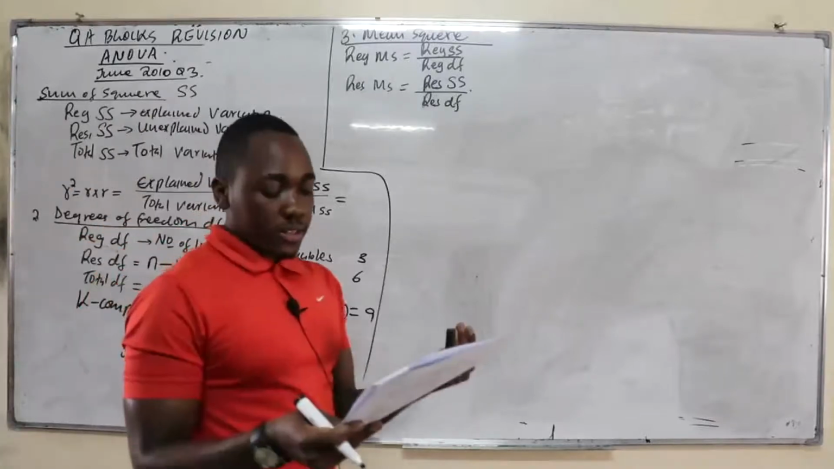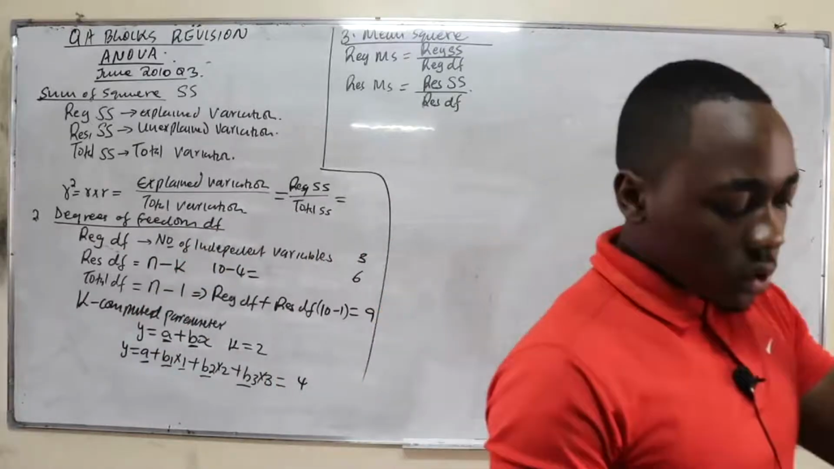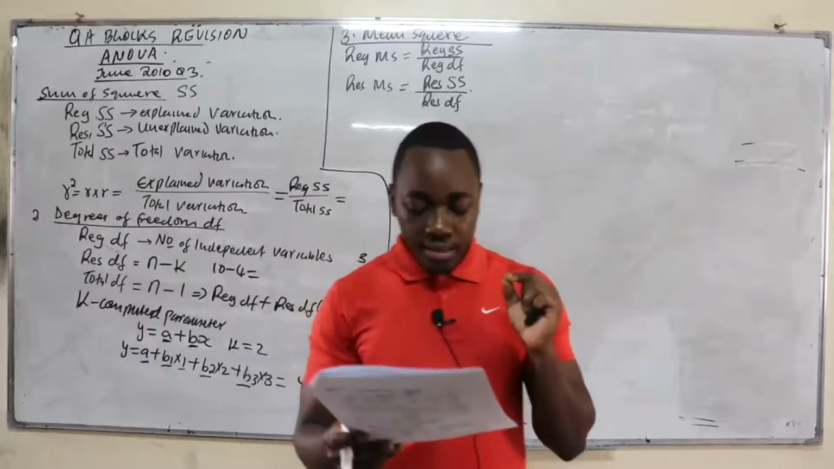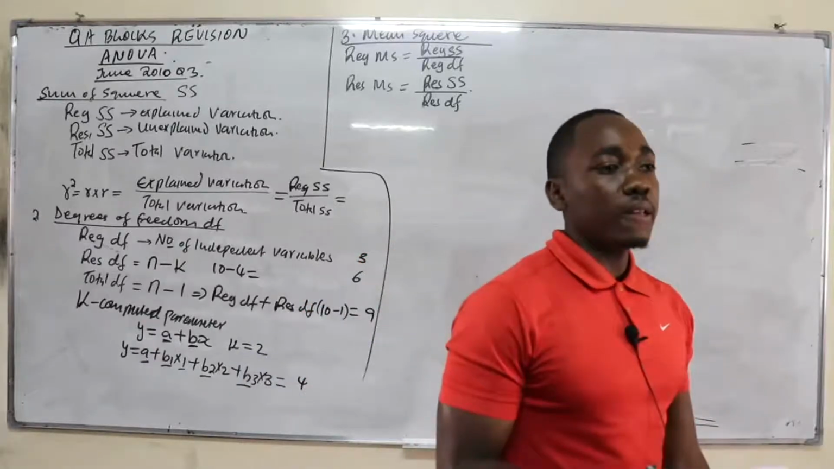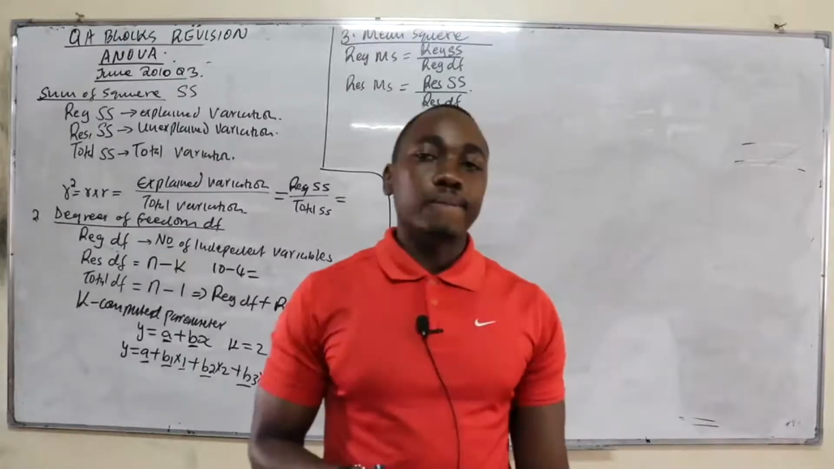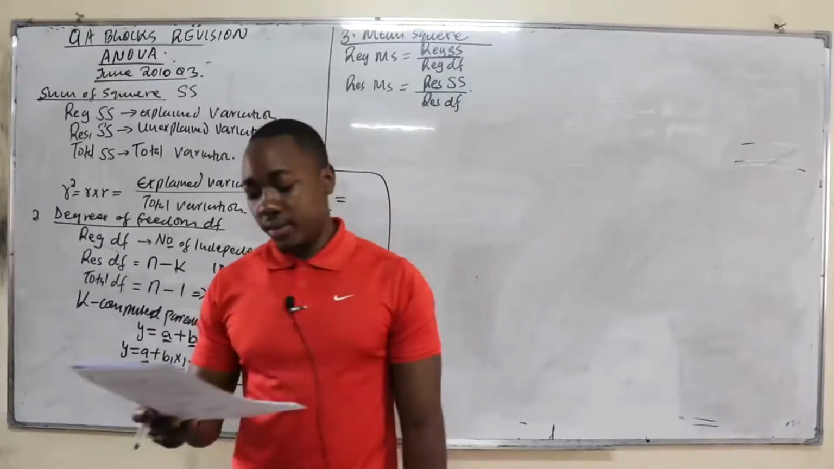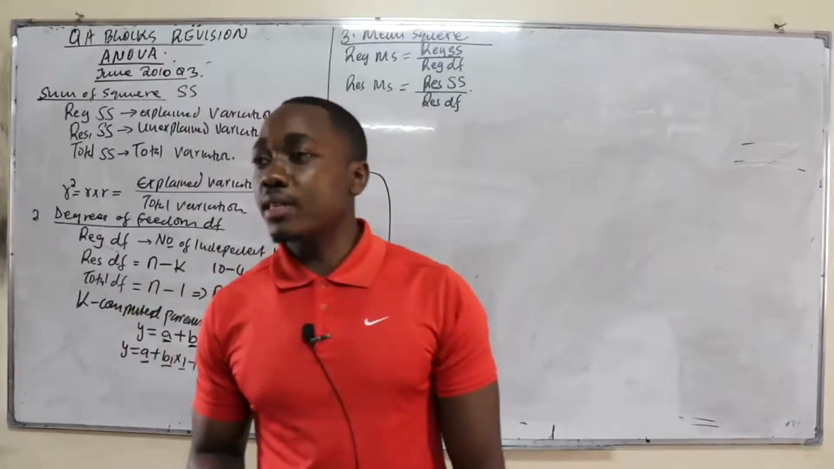Now, can you try also for residual? Residual, do the same. You take residual sum of square, you divide by residual degrees of freedom. That will be 827.52. You divide by 6. Is it the same? Yes, good. Are you good up to that point?